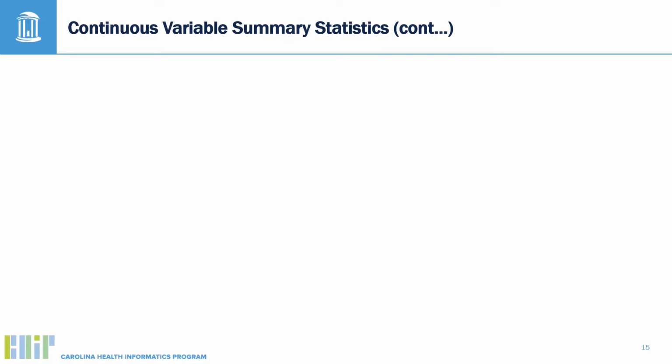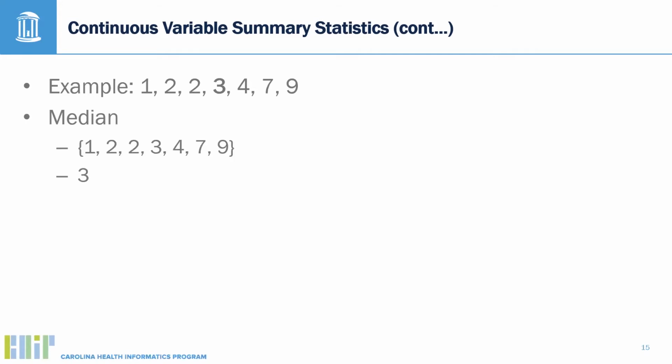Let's see an example. Say we have this set of numbers you see here, 1, 2, 2, 3, 4, 7, 9. We'll be calculating both the median and mean of these numbers. For the median, we would arrange these numbers in a sequential order. We would then figure out if there's a value in the middle of these numbers which can separate them perfectly in half. In this case, there is. That middle number is 3. In this case, the median is 3.